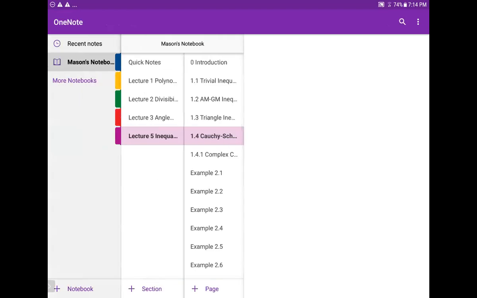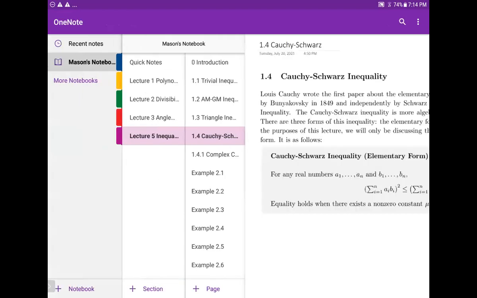But there are two review problems that use it. So if you want to do the review problems that are in the handout, then feel free to do so.